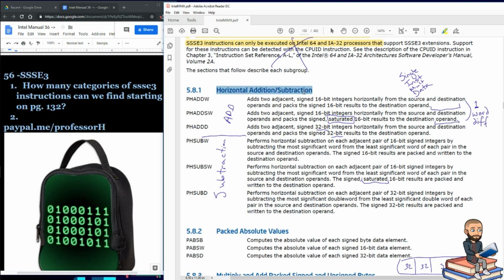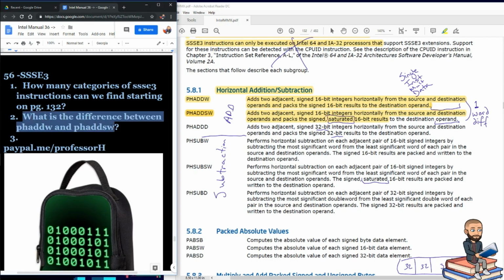So let's begin. Horizontal addition and subtraction. phaddw adds 2 adjacent signed 16-bit integers horizontally from the source and destination operands and packs the signed 16-bit results to the destination operand. Now this description is only one word different than the description for the next instruction, phaddsw. Notice that blank spot there for the operand in the above description. But simply, this exact instruction will exist, however, we're going to have saturated 16-bit results. So what's the difference between phaddw and phaddsw? That is simply saturation.